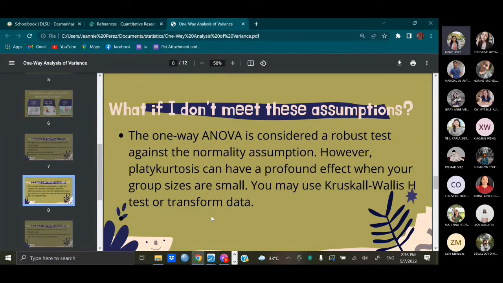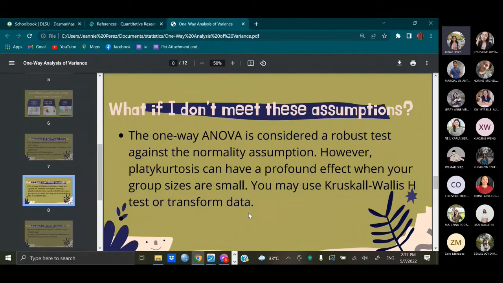Now, what if I don't meet these assumptions? The one-way ANOVA is considered a robust test against the normality assumption. So it is very healthy. Kumbaga sa ano, it can endure some violations of normality.